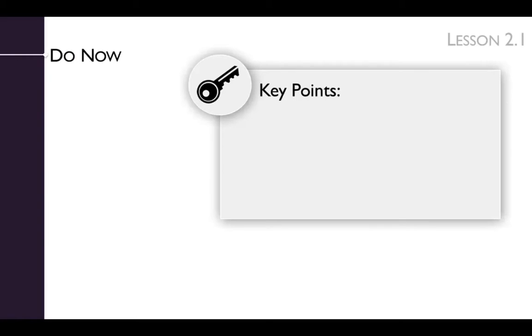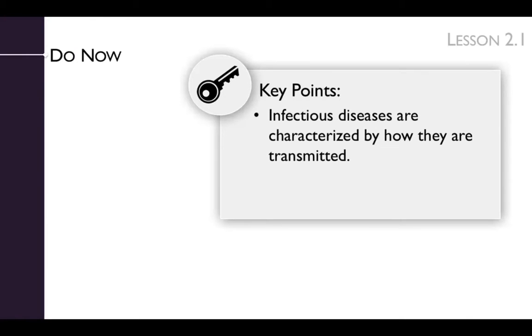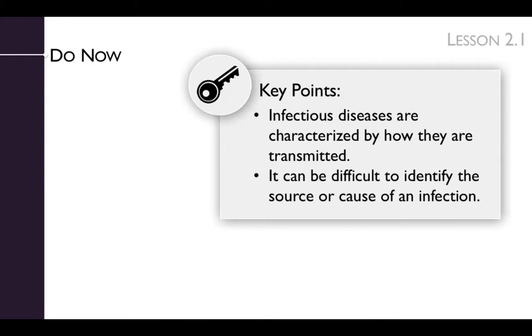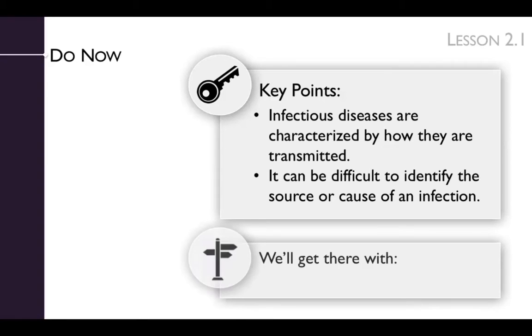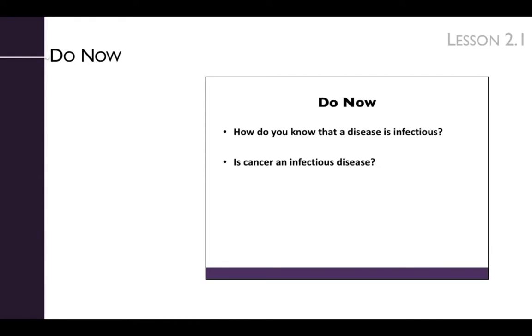The key points of the Do Now are that infectious diseases are characterized by how they are transmitted. It can be difficult to identify the source or cause of an infection. We'll get there with a group brainstorm. The Do Now begins by brainstorming how people know that a disease is infectious.